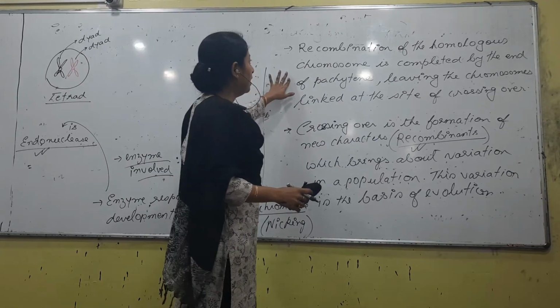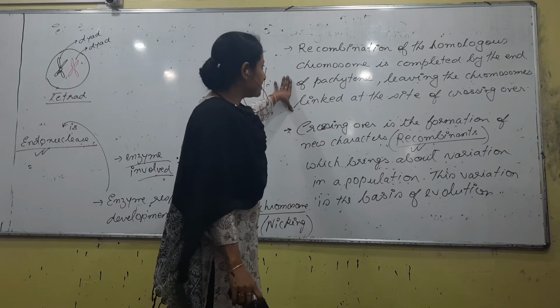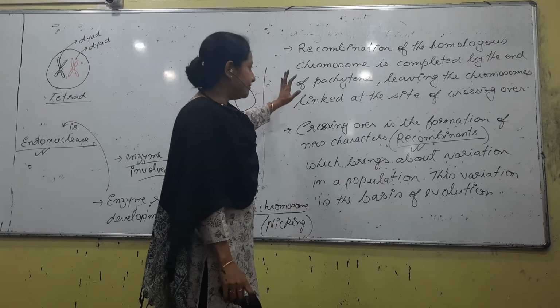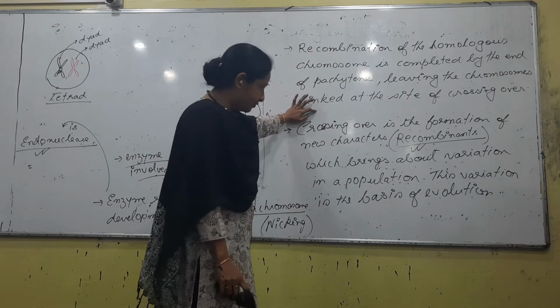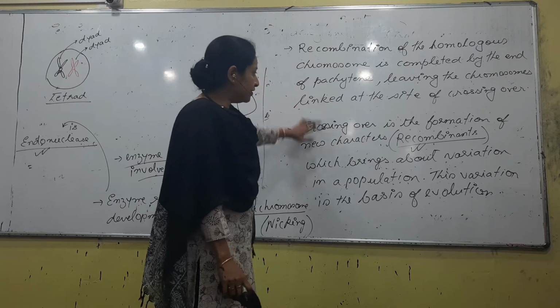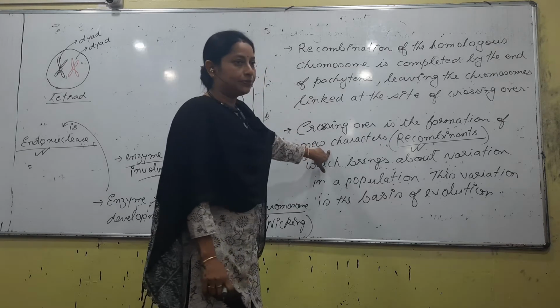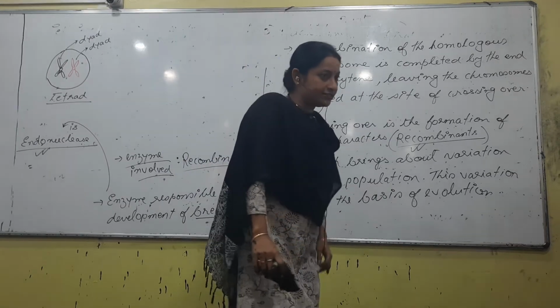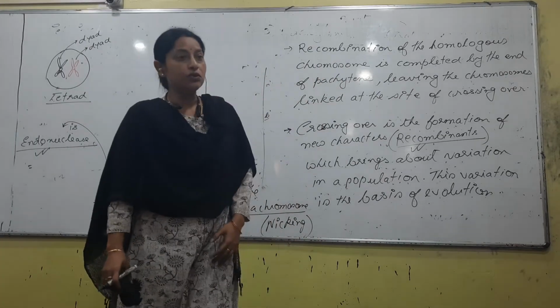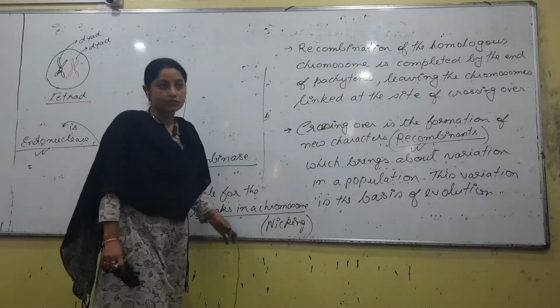Recombination in the homologous chromosomes is completed by the end of the pachytene, leaving the chromosome linked at the site of crossing over. Crossing over is the formation of new characters. Okay, first come to this one. Crossing over means exchange of genetic material between whom? Between two chromosomes, or between two homologous chromosomes.